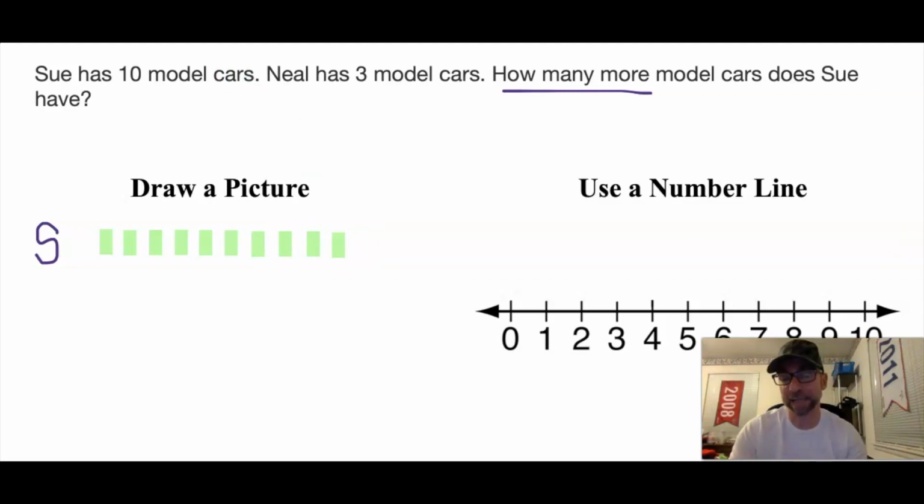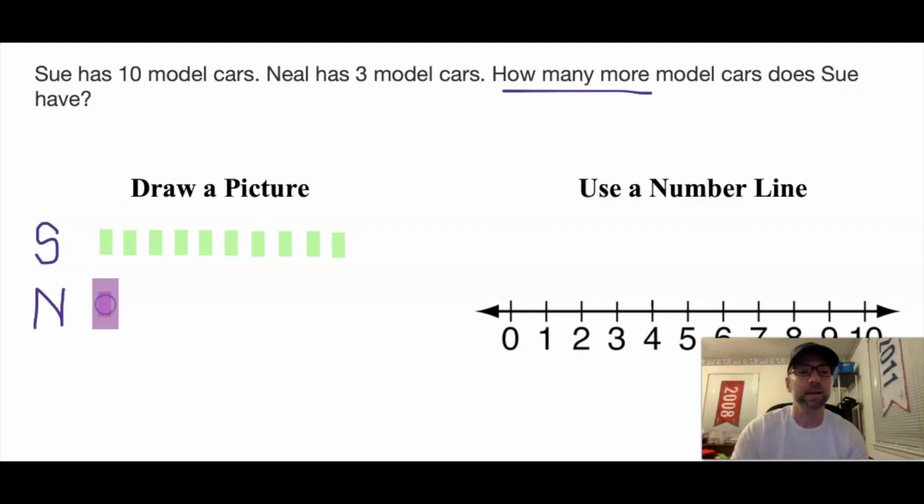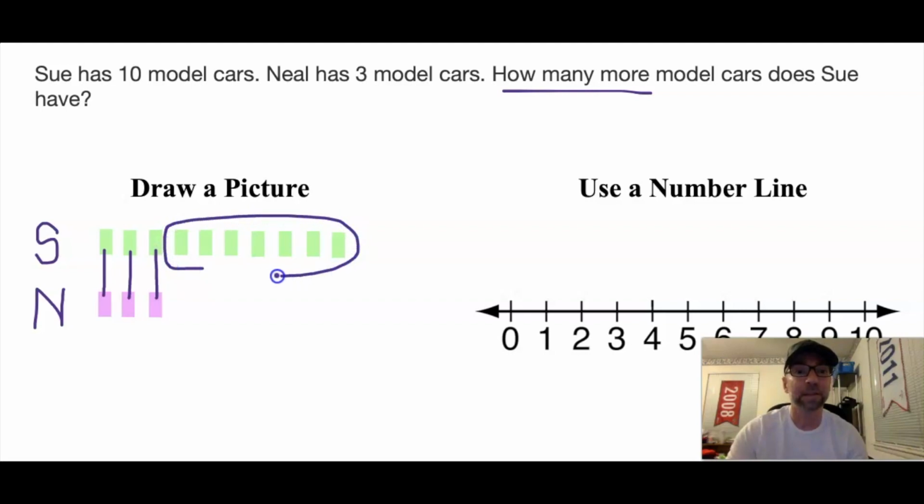But Sue wasn't the only one that had some cars. Neil had some cars too. So now, right underneath Sue's cars, I'm going to draw Neil's cars. But I'm going to line up Neil's cars. You might remember this. 1, 2, 3 cars for Neil. So these cars went together. Both Sue and Neil had one car. Both Sue and Neil had another car. And both Sue and Neil had a third car. But Sue had all of these cars left over. How many cars did Sue have left over? How many more? 1, 2, 3, 4, 5, 6, 7. Because 10 minus 3 equals 7.